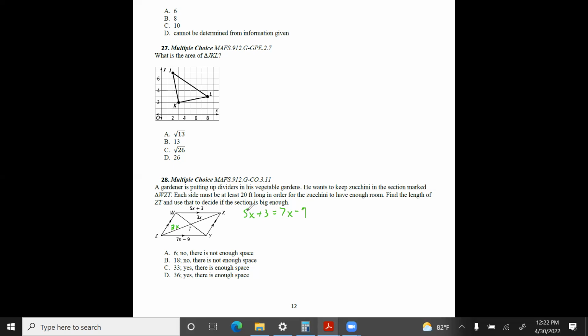Bringing the terms to the same side, so subtract off the 5x from both sides. We're left with 2x. Bring the -9 over by adding 9. So that gives us 12 divided by 2, and x is 6. Let's plug that into one of these values and see what happens. So 5 times 6 plus 3. 5 times 6 is 30. 30 plus 3 is 33. So this side is 33.